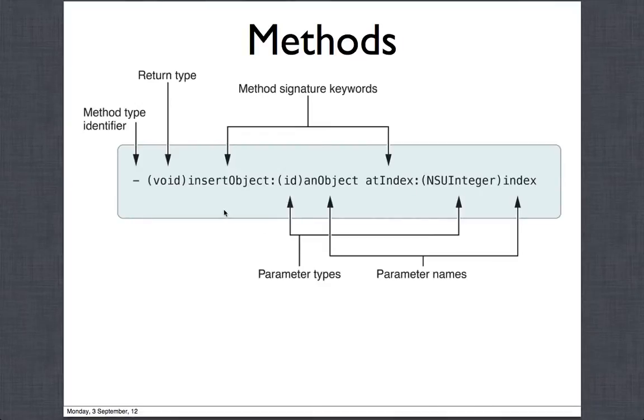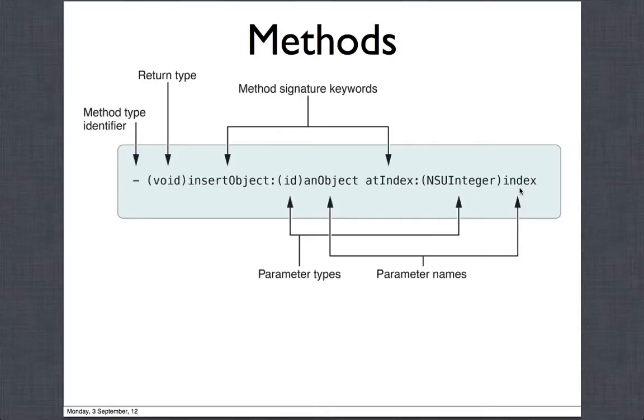So we're basically saying insert object this of type ID, so it could be any object, at index, and the index should be of type NSUInteger. So for this, you can think it doesn't matter what type, just some integer, and you say index. The idea of writing methods like this is you want to read them like English language. You want to read this as a sentence.